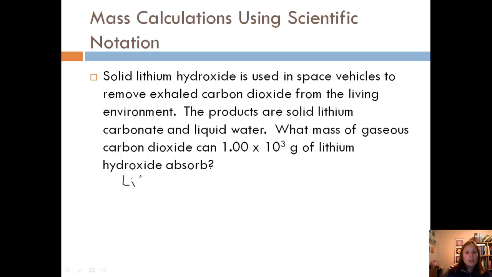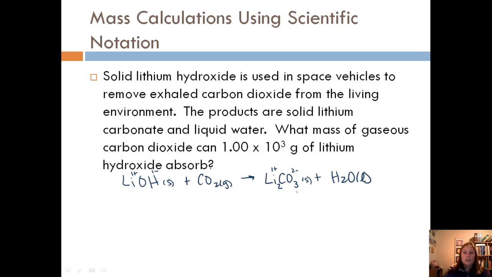So we have lithium hydroxide, and I know lithium's charge is a 1 plus and hydroxide's 1 minus. So 1 to 1, that compound is written correctly, and it's a solid. And we know that it is absorbing exhaled carbon dioxide, so that tells me that the carbon dioxide is a gas. And we know our products are solid lithium carbonate. Well, I know carbonate is a 2 minus. This is our polyatomic. Lithium is still the 1 plus, so I need 2 lithiums to make this a neutral compound. And our other product is liquid water. Oh, and this was a solid.